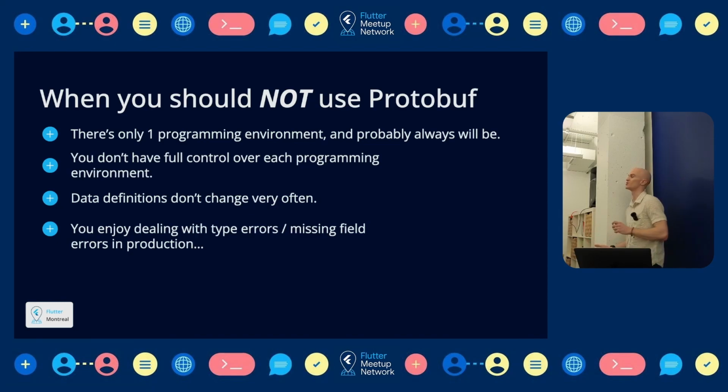So when are the circumstances when this does not make sense? If you're only doing one programming language, obviously this is kind of useless and overkill. If you are using multiple programming environments, but you don't have full control over all of them, then this doesn't really make sense, because if you make schema changes, you need that code to be able to go into each one of these different environments for things to work. Also, if your data definitions don't really change that often, if only every couple months you're adding a field or something like that, this is again kind of overkill. And of course, if you do enjoy dealing with type errors or missing field errors in production, don't use Protobuf.